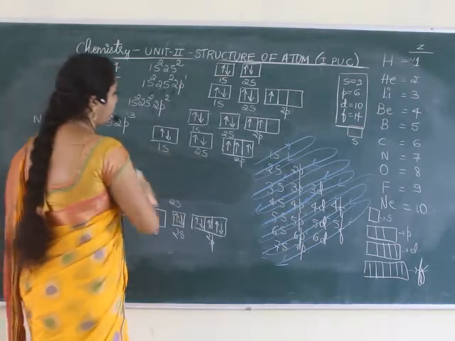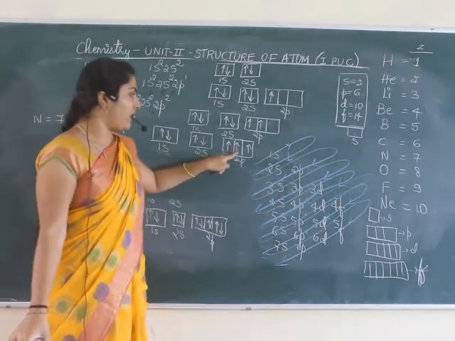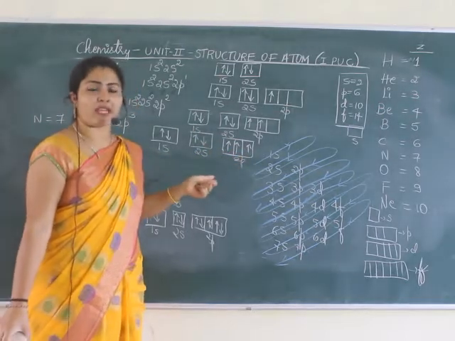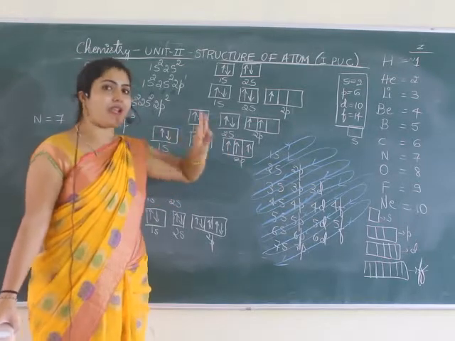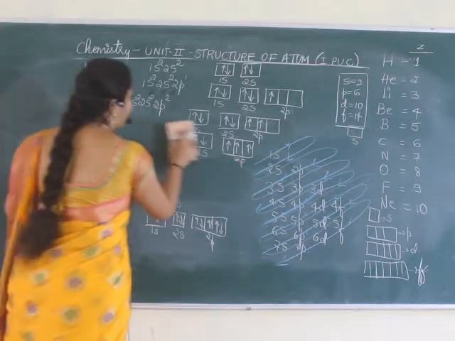Here you observe for nitrogen, I'll explain it again later. Nitrogen, you see, is only half filled, exactly half filled. Maximum how many electrons can occupy? 6. Out of 6 electrons, 3 electrons. That means exactly half has been filled. Remember, I'll tell about it later.